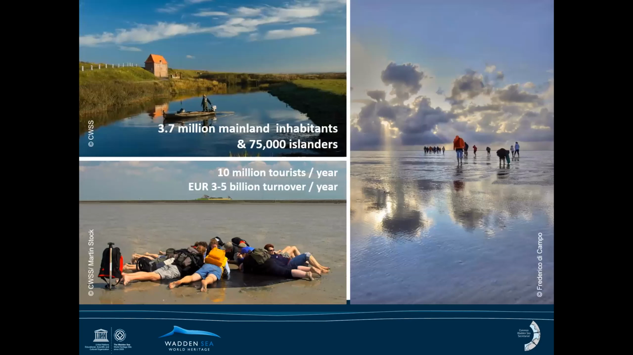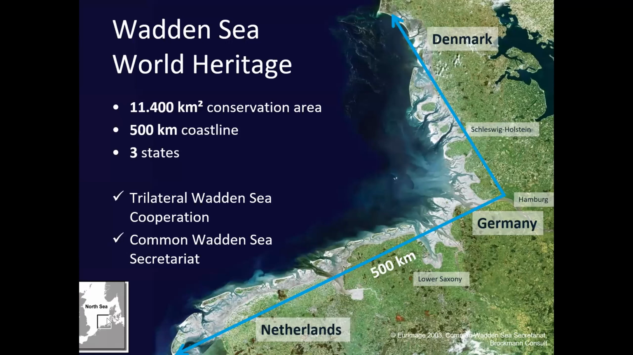We have in the Wadden Sea 10 million touristic visitors per year. That is a high number. And in the area live a little bit less than 4 million people, in the mainland and in the islands. The Wadden Sea is in the southern North Sea in Northwest Europe, and it is a natural World Heritage Site shared by Denmark, Germany, and the Netherlands. The Trilateral Wadden Sea is governed by the Trilateral Wadden Sea Cooperation, and the institution where I work, the Common Wadden Sea Secretariat, supports the coordination of activities in the cooperation, and we also act as an information hub.